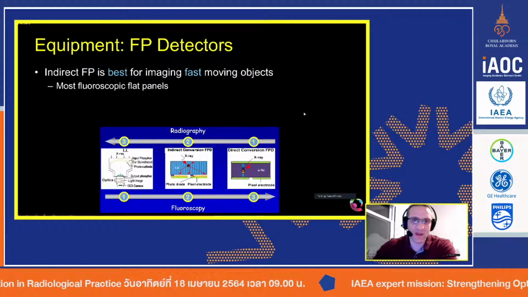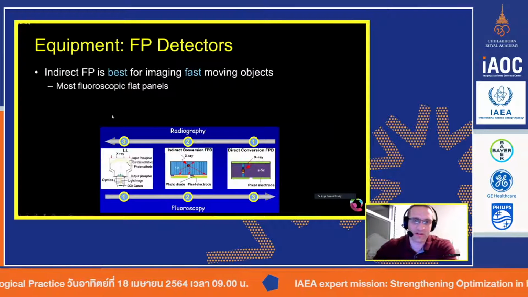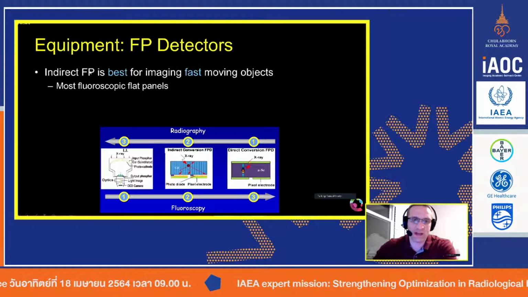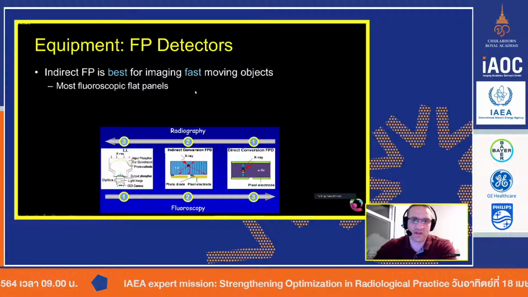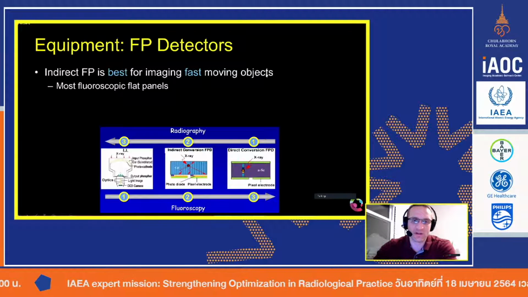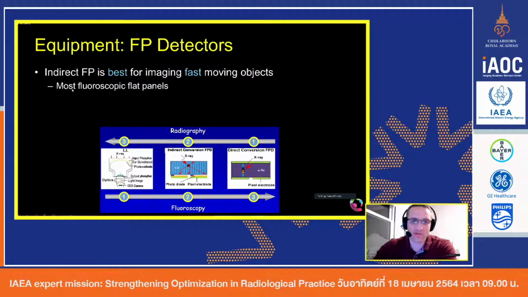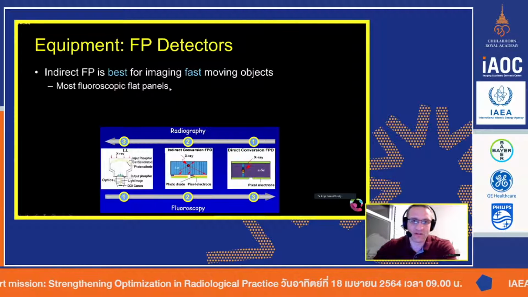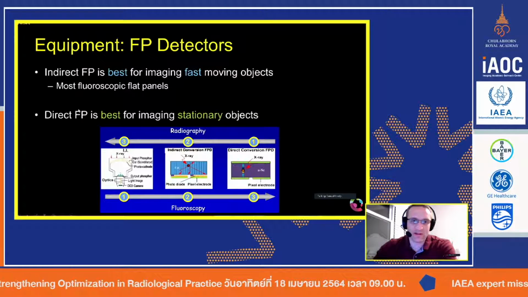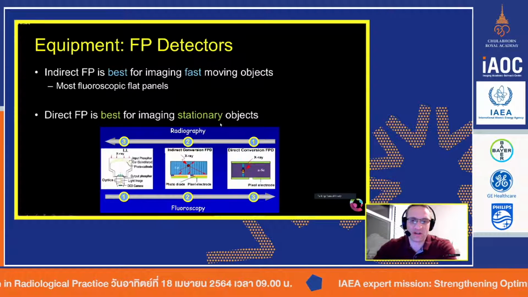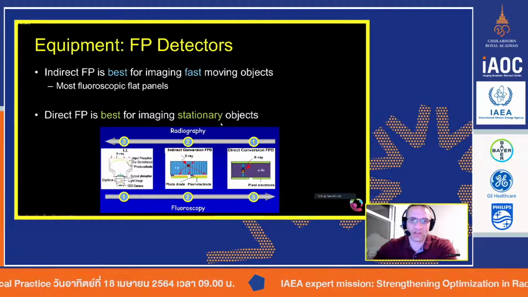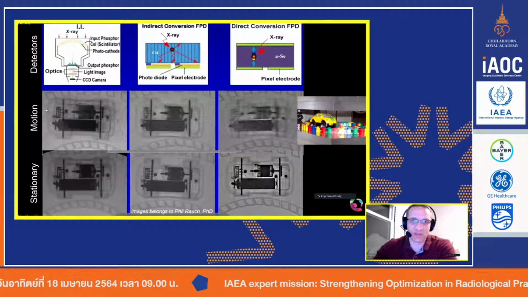All right. So how do these all compare? So indirect flat panel, this guy in the middle, is best for imaging fast moving objects, which is for most fluoroscopic flat panels. Direct flat panels, this direct conversion, are best for imaging stationary objects. So let's look at that. It makes more sense when you just put it in.